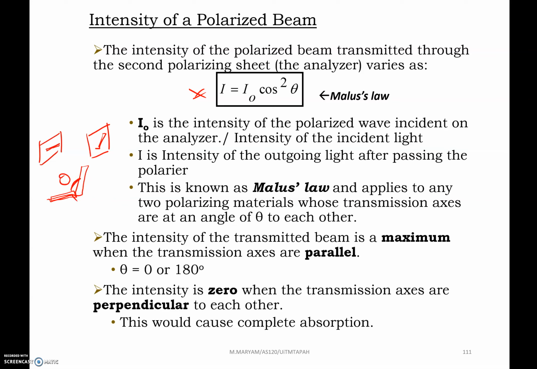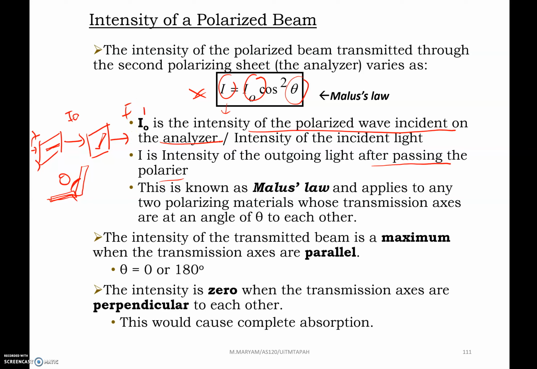So this theta is the angle between the two slits, or between the two polarizers. This is what we are going to use inside the Malus' law equation, right? And then of course we have our I and I naught. I will be the intensity of the outgoing light after passing the polarizer, the final intensity. Whereas I naught will be the intensity of polarized light incident on the analyzer. Meaning, for example, if light goes in from here and passes through the first polarizer, this will be your I naught. Once it passes through the second polarizer, this will be your I1, or your I.